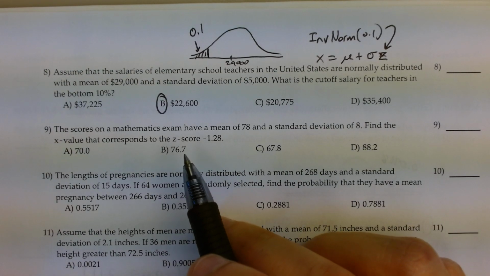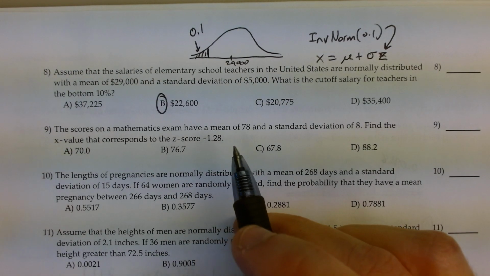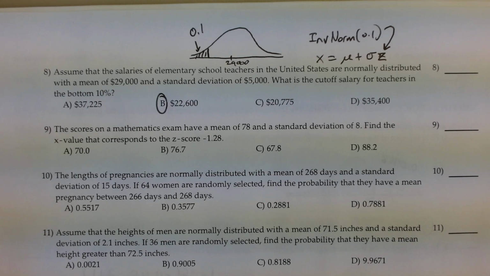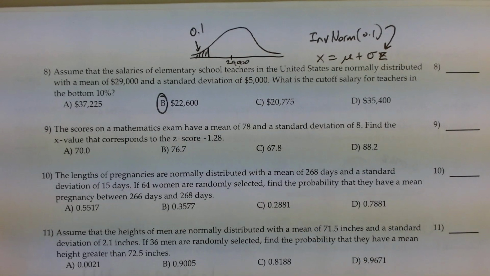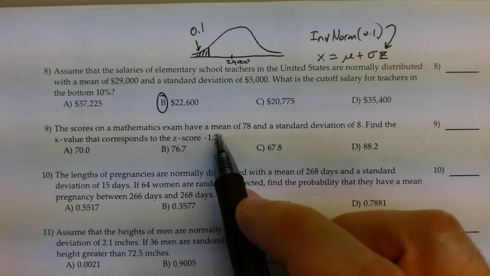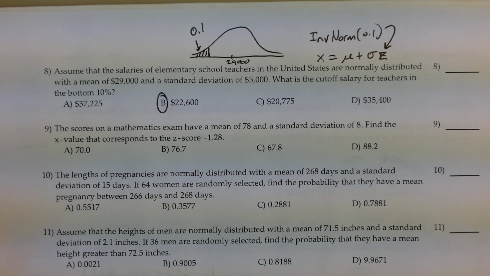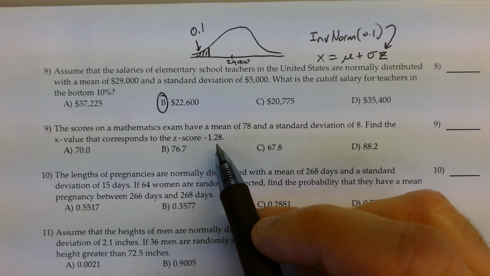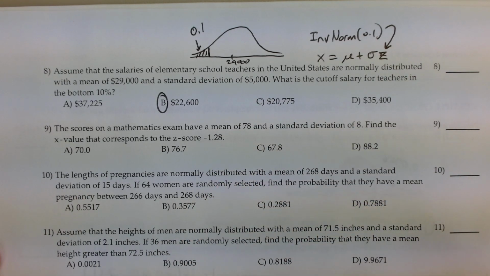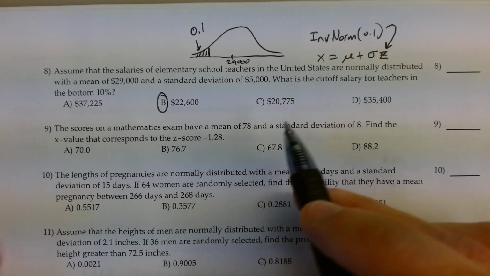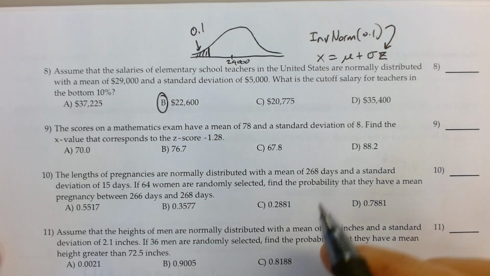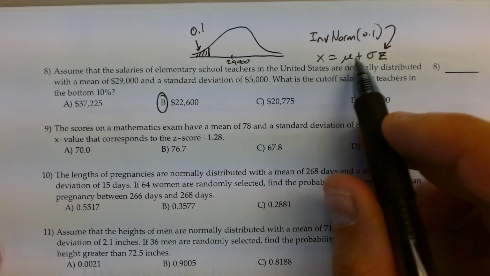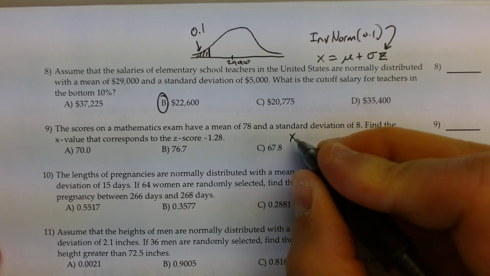Okay. Here we have scores on a math exam with a mean of 78 and a standard deviation of 8. We want to know what x value corresponds to a z-score of minus 1.26. Interpreting that, that would be about 1 1/4 standard deviations lower than the mean. So we already have a z-score, so we don't have to do the first step that we did up here.